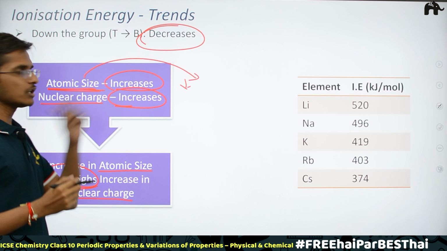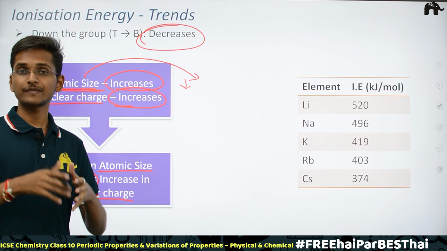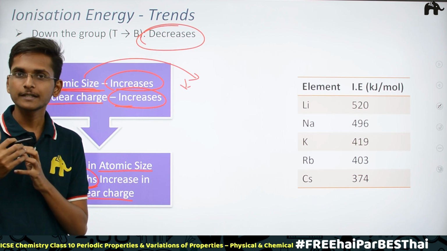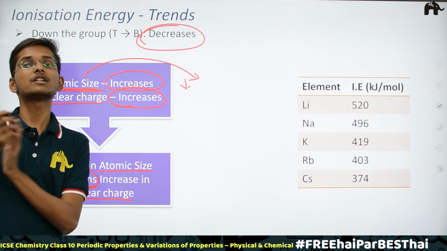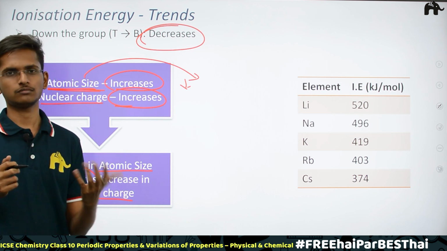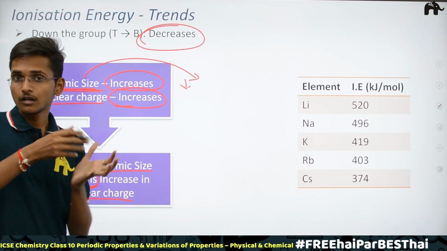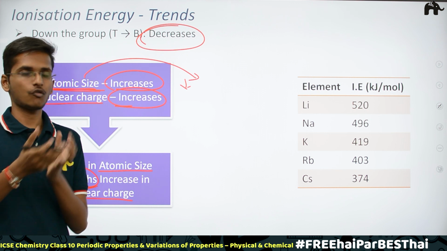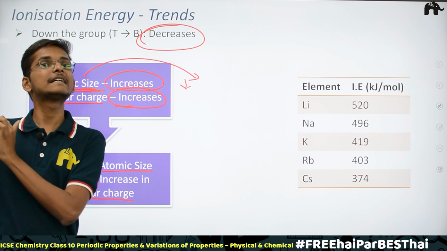And in case of nuclear charge increasing, we just saw that when nuclear charge is increasing, the electron is pulled more strongly, right? So more and more energy would be required to remove the electron. Meaning the ionization energy required is also more and more. So ionization energy is also increasing.